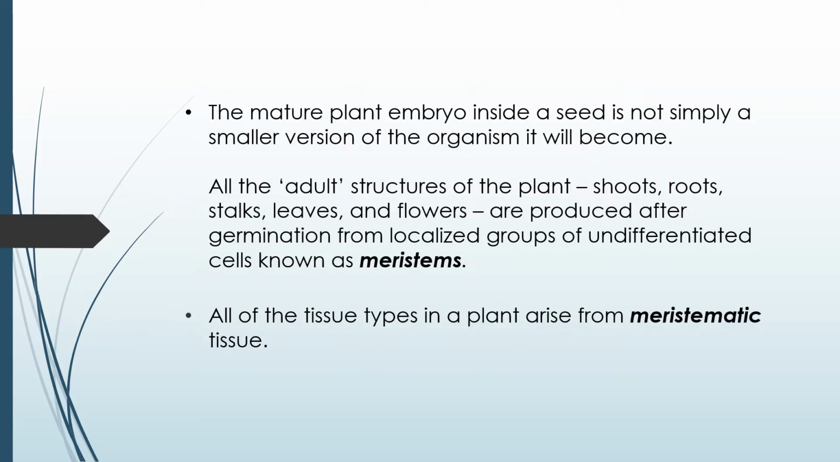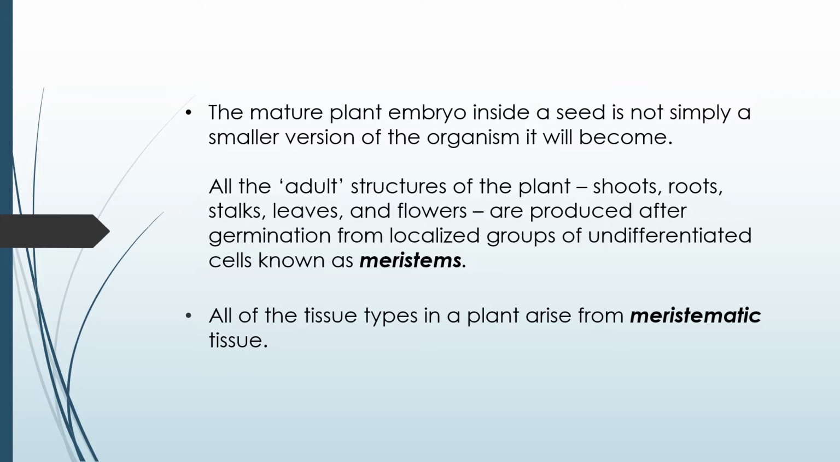So the mature plant embryo inside a seed is not simply a smaller version of the organism it will become. So all the adult structures of the plant like shoots, roots, stalks, leaves, and flowers are produced after germination from localized groups of undifferentiated cells known as meristems. Okay? So, 'di ba nga sabi sa animals, lahat na ng makikita mong development ay nandun sa embryo, and then after maipanganak, dun din nagmamature yung mga organs nila. But for plants, okay? Makikita mo na lang lahat ng adult structures after ng germination.